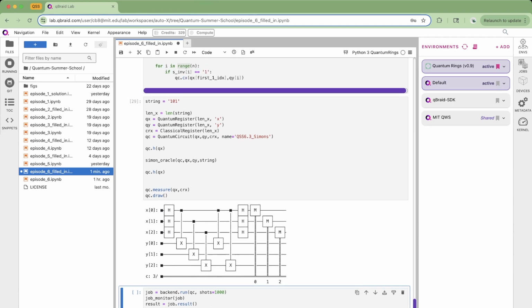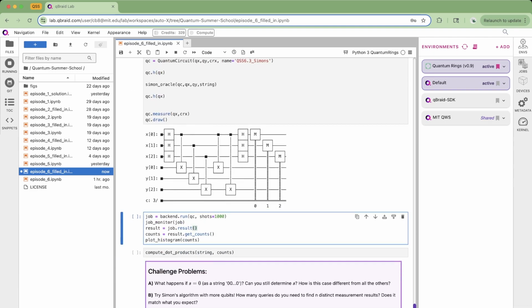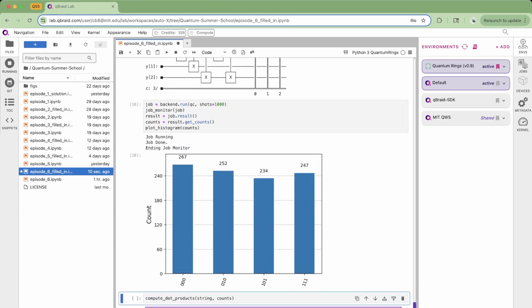So now here's our circuit. We have our Hadamard gates. We have that chain of CNOTs copying our state from the X register down to the Y register. And then we have that special part where we're doing controlled X's from that qubit with the first bit that's 1 in the secret string. We can run this 1,000 times. And we got 4 different results here.